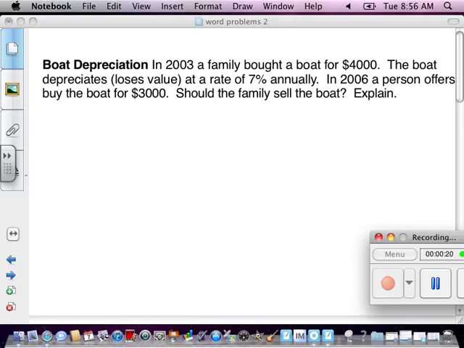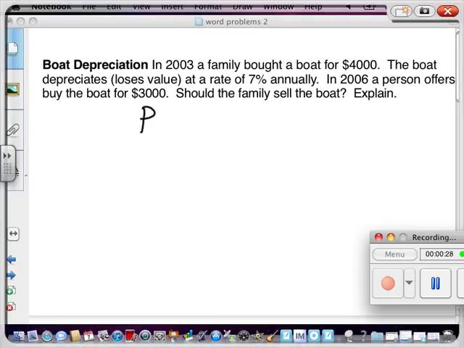First of all, is this a decay or a growth problem? Decay. The price of the boat depreciates, loses value. So we know it is, I'm going to call it P, you could say A, times 1 minus R to the T. Okay? So our initial cost of the boat was $4,000. It is going down at a rate of what?